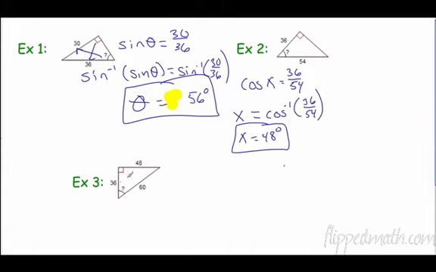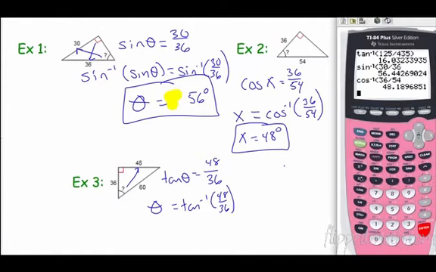Let's do this one. Now we can do anything we want, right? Because we have all three sides. So what have we not done? We haven't done tangent. So let's do tangent. Tangent of theta equals opposite 48 over adjacent 36. So theta equals inverse tangent of 48 over 36. See what we get when we do that one? Second tangent, 48 divided by 36. 53.1 rounds to 53.